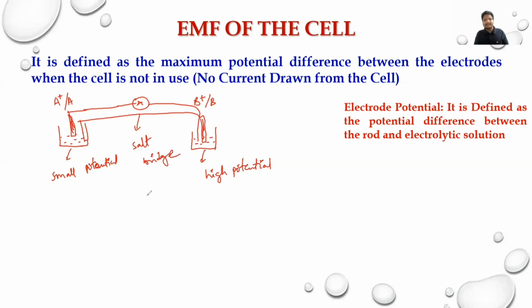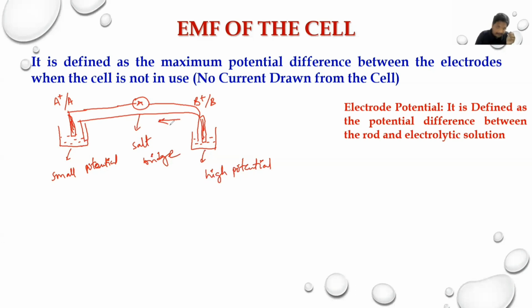This is the salt bridge. If I place this salt bridge, the current will flow from the highest potential to the lowest potential. So it means current will flow from this highest potential to the lowest potential. Okay. So now what is the EMF of this cell?